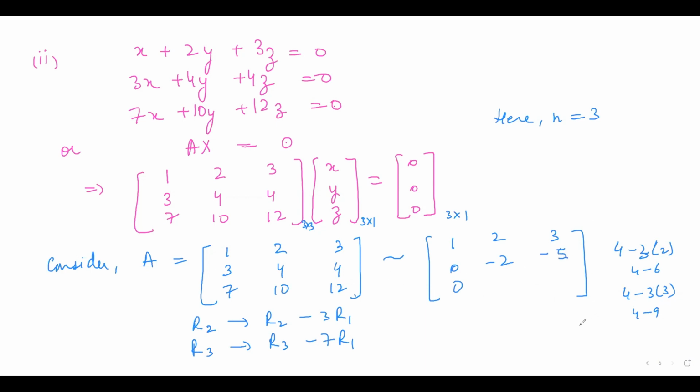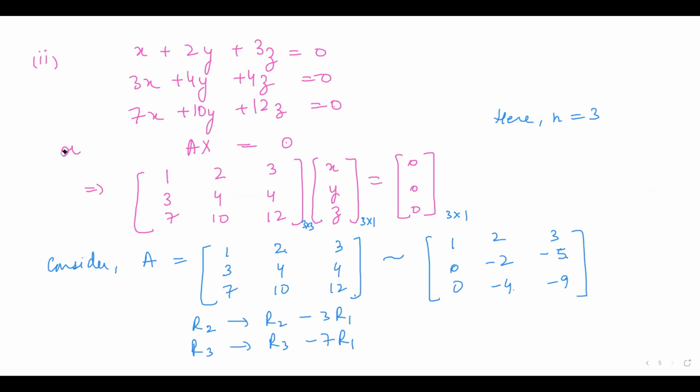Now this is 10. So 10 minus 7 times this element 2. So 10 minus 14, that's minus 4. So 12 minus 21, so that's minus 9. Okay, so let me just erase this.